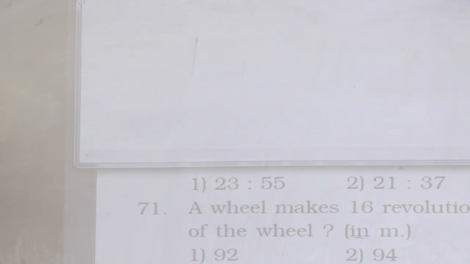A wheel makes 16 revolutions to cover a distance of 4928. What is the diameter of the wheel? Diameter of the wheel. Right. What is the distance that it can cover in one revolution?